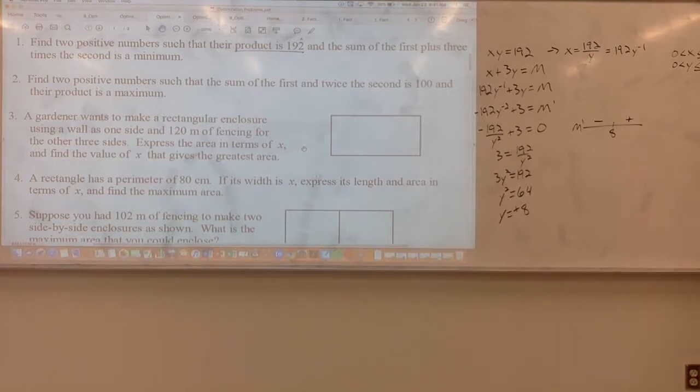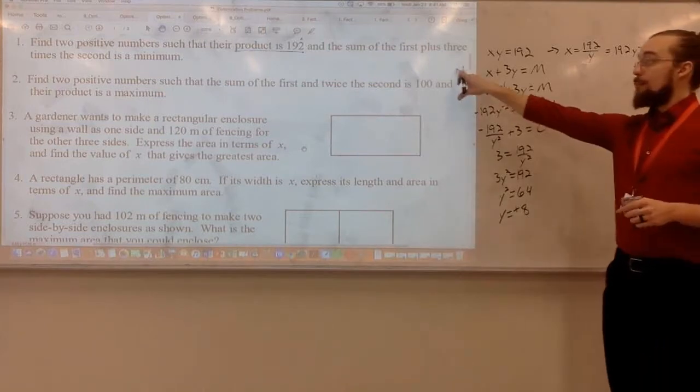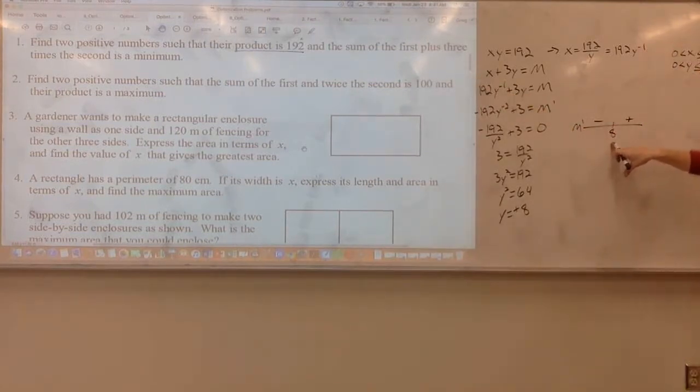So we do get a minimum value here. That's what we want. So one of my numbers, my y, is 8.